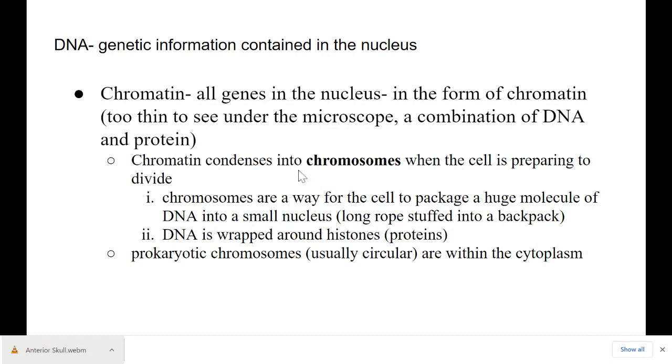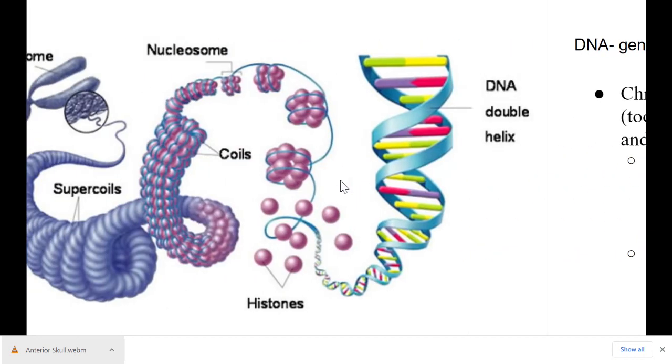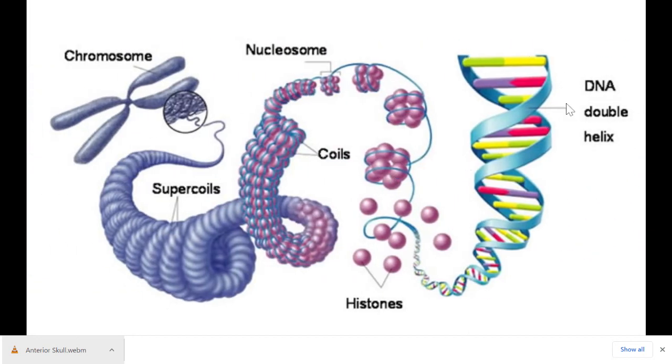Prokaryotic chromosomes are a little different, and they're not in a nucleus because guess what? Prokaryotes don't have a nucleus. So it kind of looks like this. This is DNA. This is what it looks like. We're going to spend a whole unit talking about that.